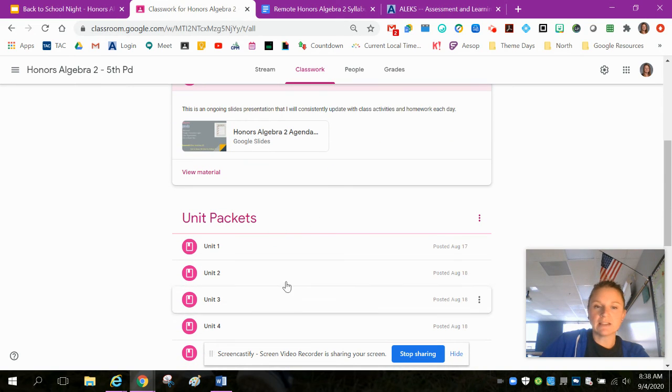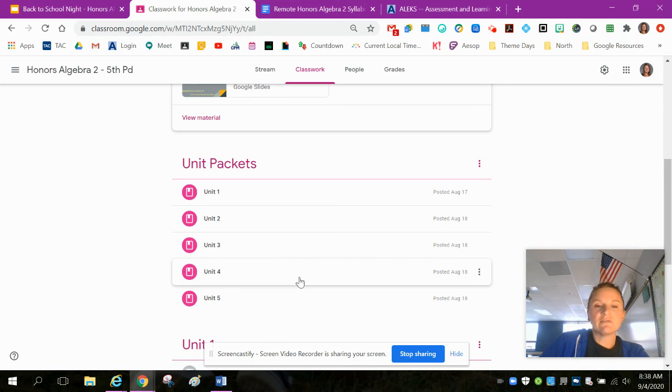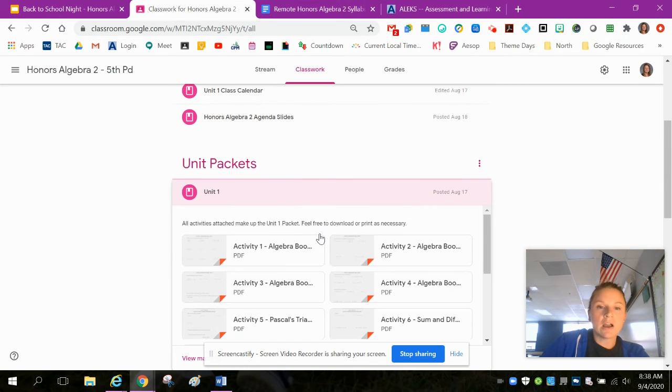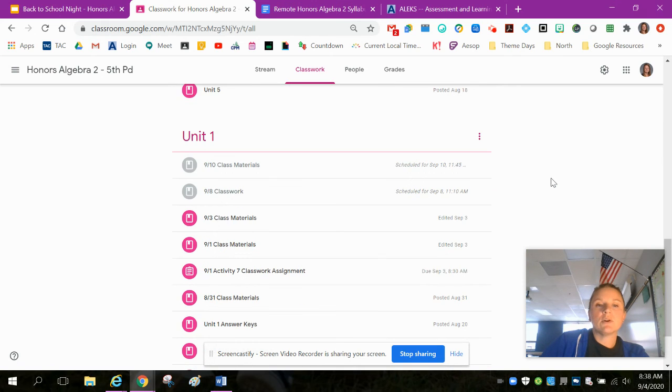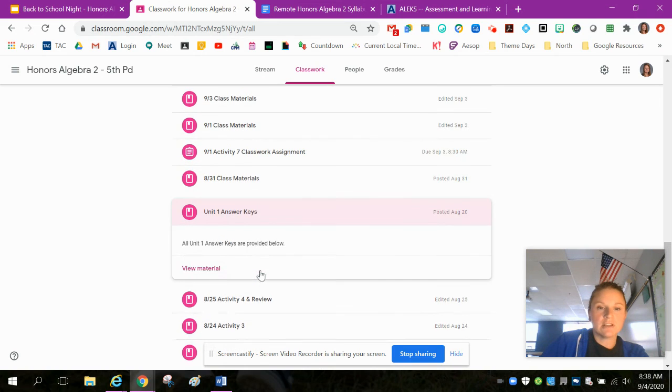Again, the blank unit packets I talked about earlier, there is a section for those here as well, and they are all on here. Answer keys for those unit packets as we go through are within the actual unit section. So Unit 1 answer keys are right here.